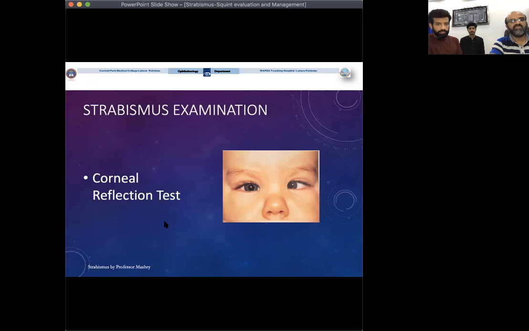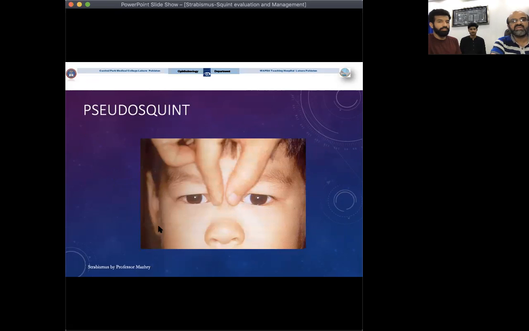How do we measure with the help of this test? I just read that we can also measure. Yes, if it is at the center, it is orthophoric, and if it is at the pupillary margin, it is about 15 degrees of squint. If it is between the pupillary margin and the limbus, it is about 30 degrees of squint. And if it is at the limbus, it is roughly 45 degrees of squint. So this is how we measure the squint by the simple Hirschberg test.